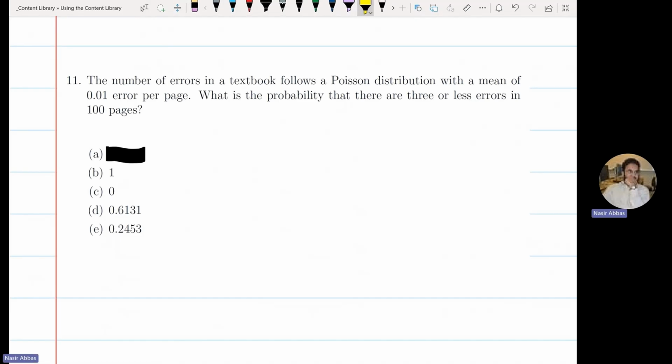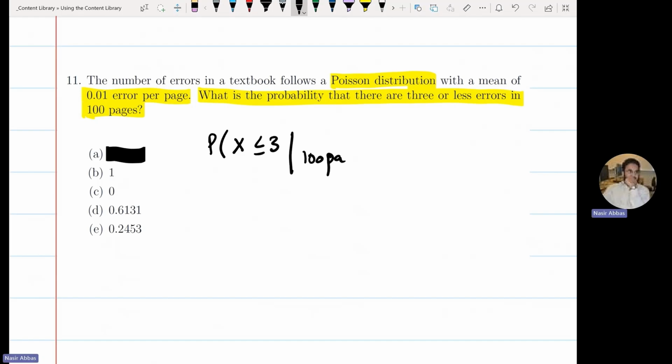Don't expect this type of question very commonly where they clearly give you the name of the distribution. This is a C or C plus question. The question says that the number of errors in a textbook follows a Poisson distribution. There is a trick in this one, but a very small trick. With mean 0.01 per page. And the required is what? What is the probability that there are 3 or fewer errors in how many pages? 100 pages.